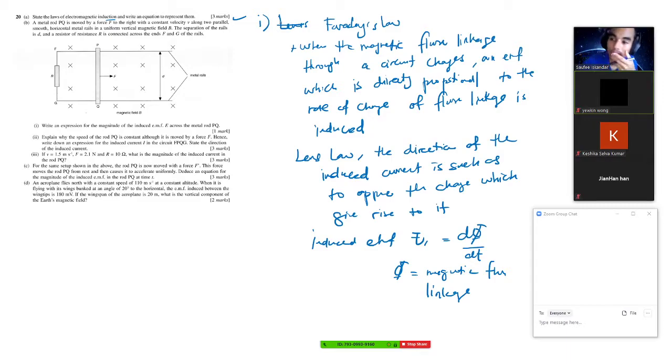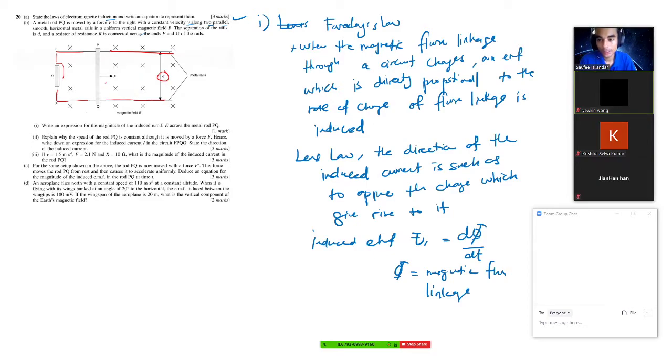B: a metal rod PQ is moved by a force F to the right with a constant velocity V along two parallel smooth horizontal rails in a magnetic field. So this one is actually a rail. Two rails over here, one on top connected to a resistor, and the second rail on the bottom. The distance between the rails is d, and the whole thing is inside the magnetic field. Okay, so the magnetic field is pointing into the screen.